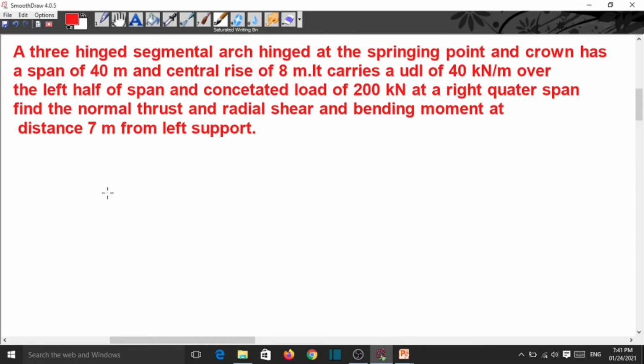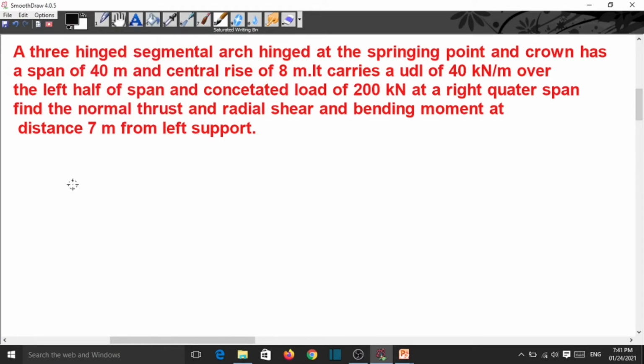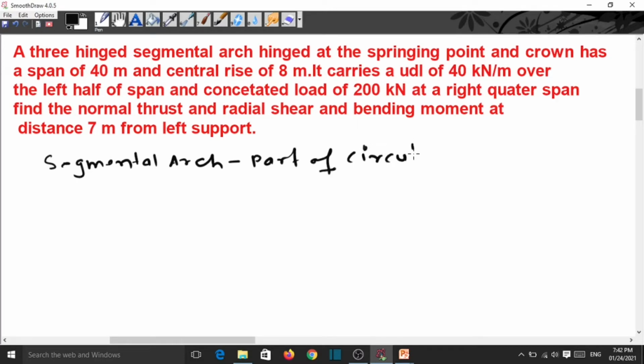Now first we understand the concept of the segmental arch. A part of a circular arch is called a segmental arch.